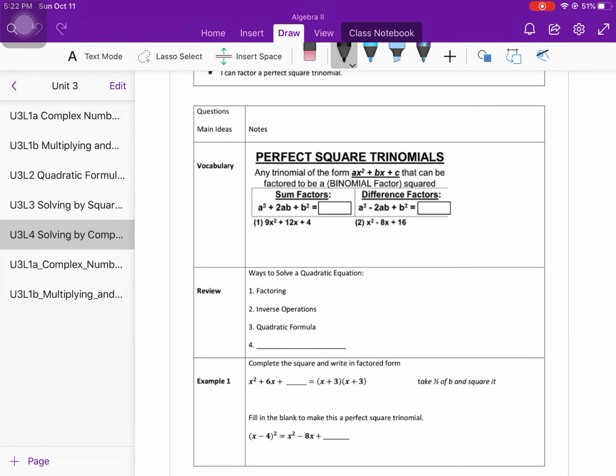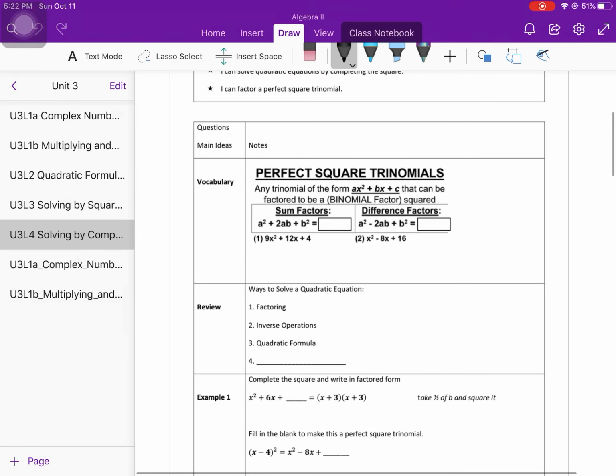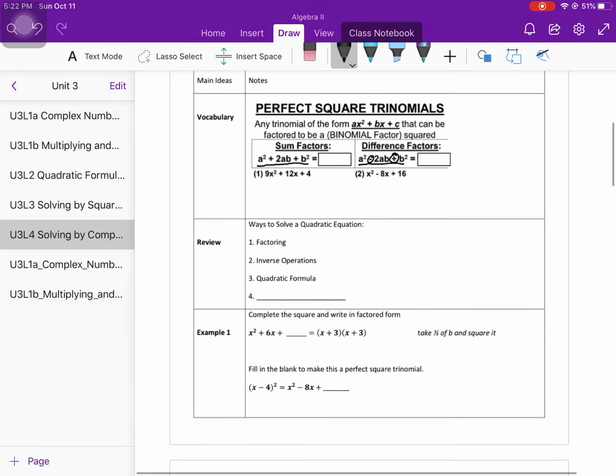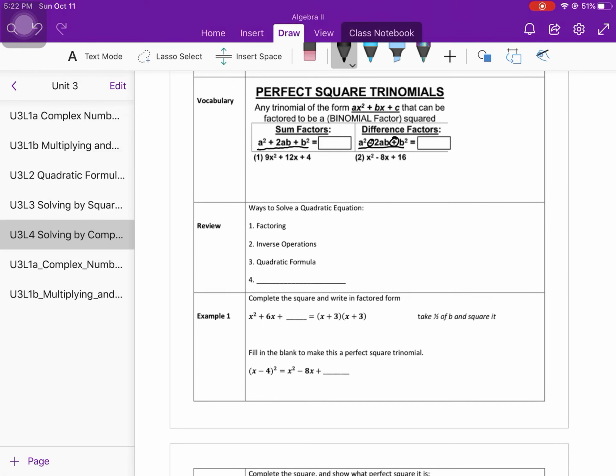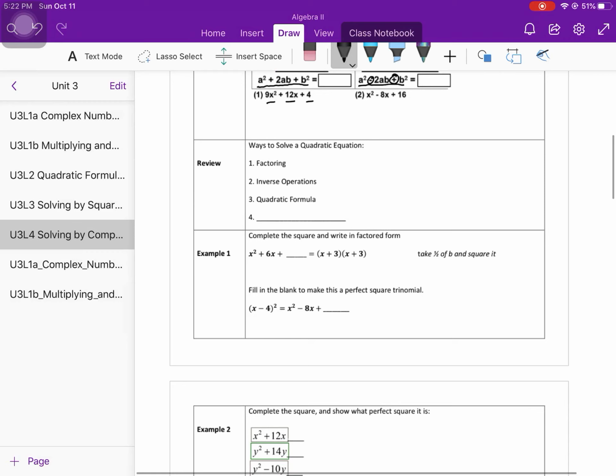Okay, so what we are trying to get is the form of what is called a perfect square trinomial. Now, a perfect square trinomial, there's the sum, which is this one right here where we're adding everything, and then there's the difference where the first one is subtracting and the second one is addition. Okay, so we're going to have both situations with these types of problems. And it's a trinomial because we have 1, 2, 3 terms.